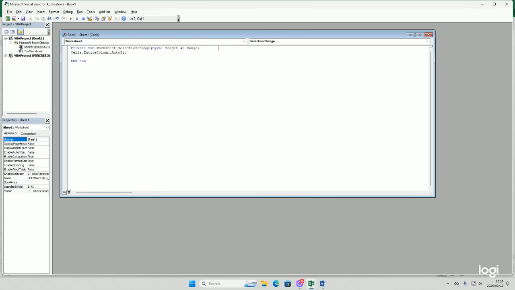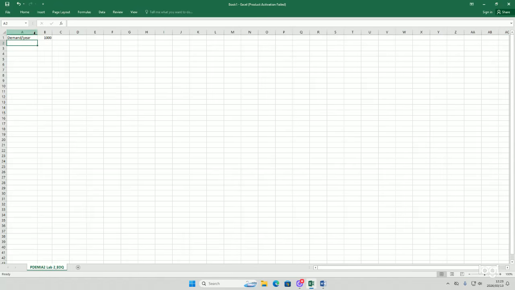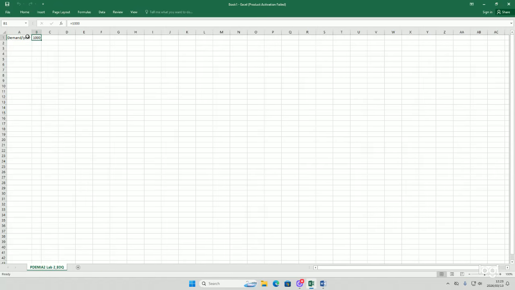From there, you can exit this one. As you come here and press enter, you see it automatically fits what you have typed in that column. So you don't have to adjust all these columns manually. You just have to insert that code once, and it will automatically adjust the columns according to what you have typed. So now you have 1,000 as your demand per year.